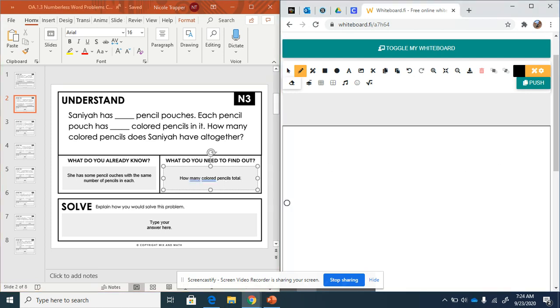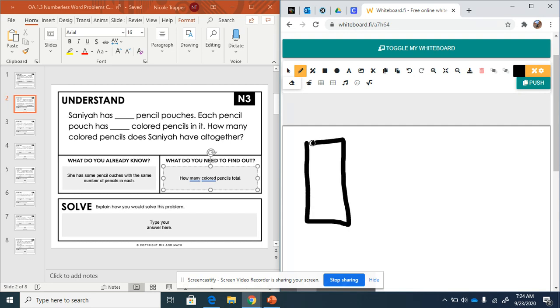So I'm going to draw a picture. Even though I don't know how many pencil pouches she has, nor do I know how many colored pencils are in it, I could still just make up a number and figure out a picture that I could draw for this problem. So when I plan, I'm just going to draw a picture for now.